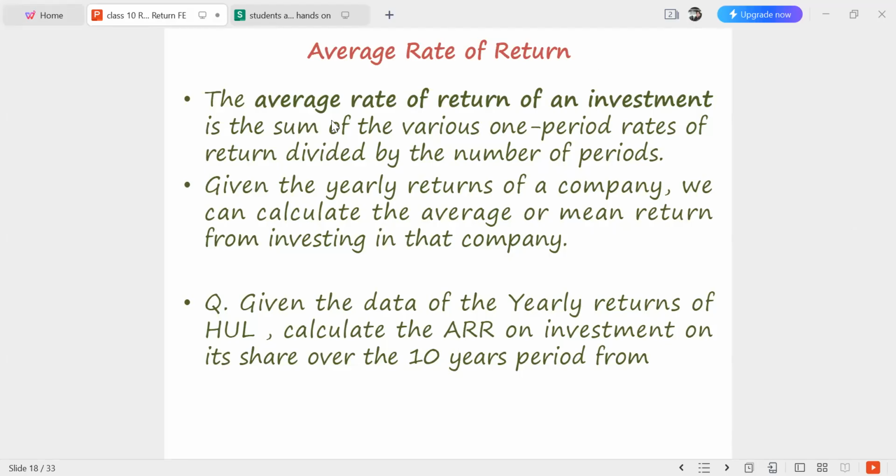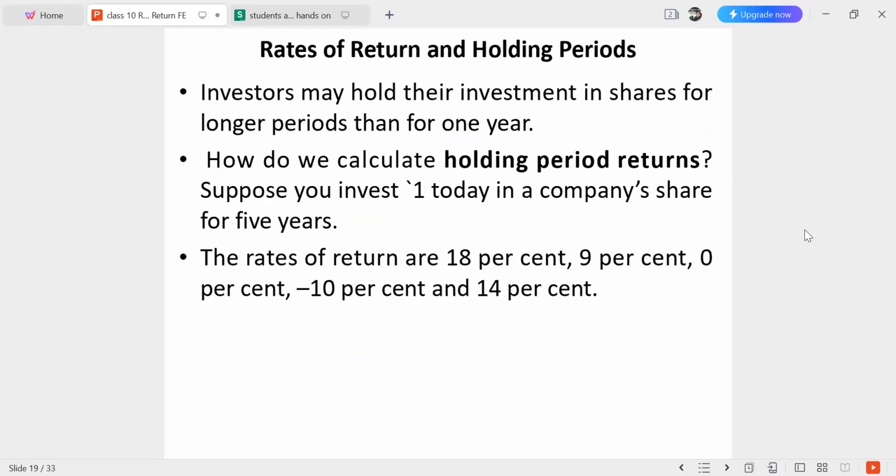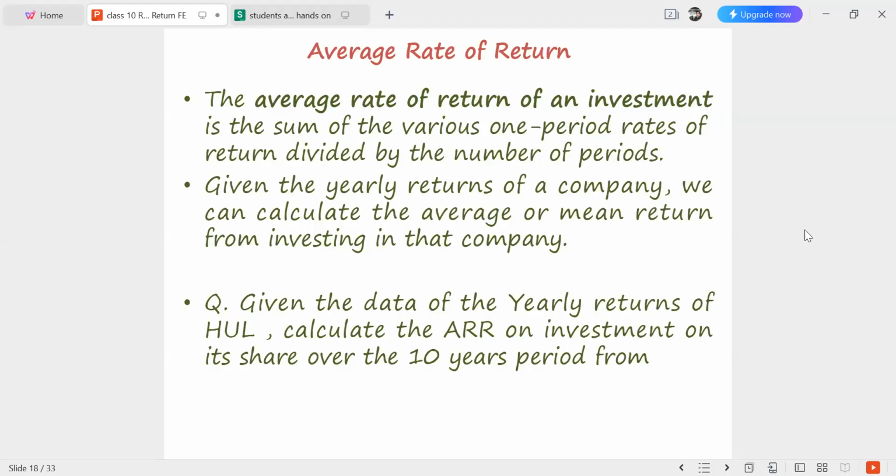Mute yourself. Okay. So you have to calculate the rate of return over a 10 years period. Go to the thing and calculate and tell me. Can you see the board?